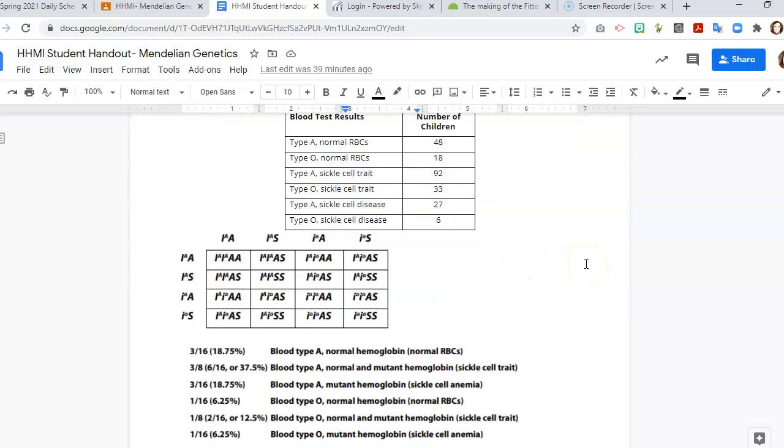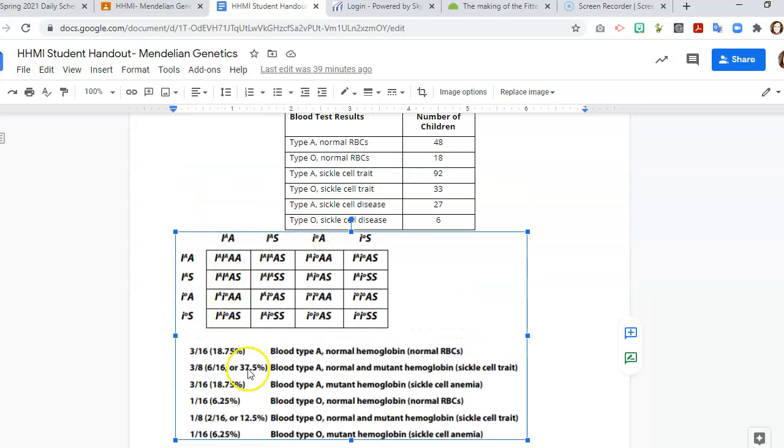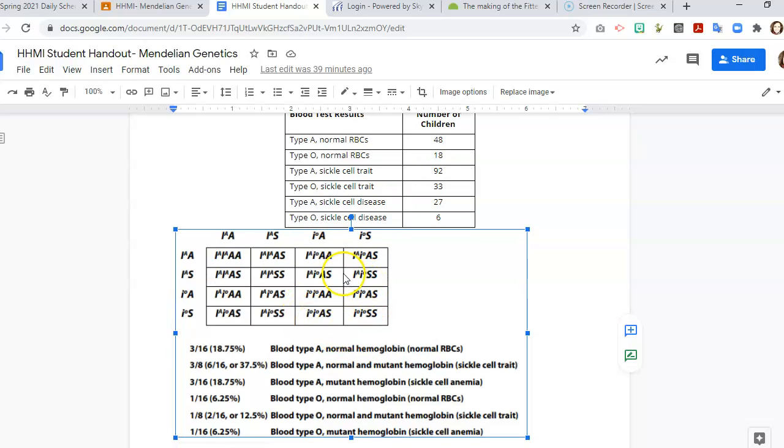A couple of things that I wanted to add here. This problem right here, you had to do in class. So we already know this chart is going to give us our expected values for whether type A normal red blood cells, so there was 48. We should see for type A normal hemoglobin cells about 18.75% of that total population. So just know that this chart will become very handy in this next section.